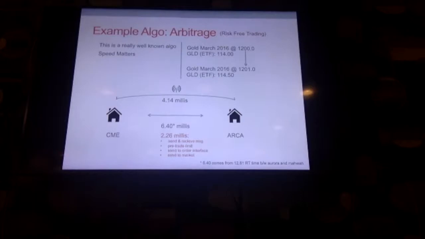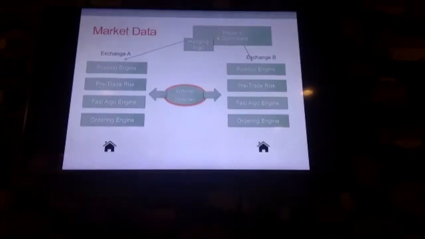I now have 2.2 milliseconds to send and receive the message over radio frequency, do my pre-trade risk limit, and send the order to the ordering interface, and the order interface is going to take care of translating that and getting it off into the market. Sometimes you're fast enough, sometimes you're not. But in general, this is a pretty well-known algorithm and a quite profitable one at that.